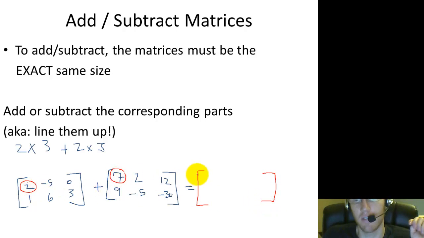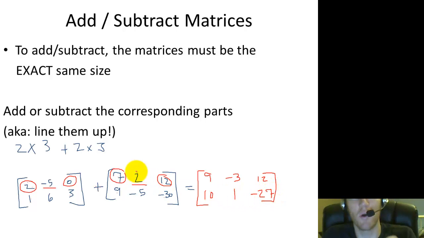So 2 plus 7 is 9. Then you move over to the next one, here and here. Negative 5 plus 2 is negative 3. Move over to this top right corner and this top right corner, and you get 0 plus 12, that's going to be 12. And you keep going just like this, so 1 plus 9, and then middle bottom, 6 plus a negative 5 is going to be 1, and 3 plus a negative 30 will be negative 27.